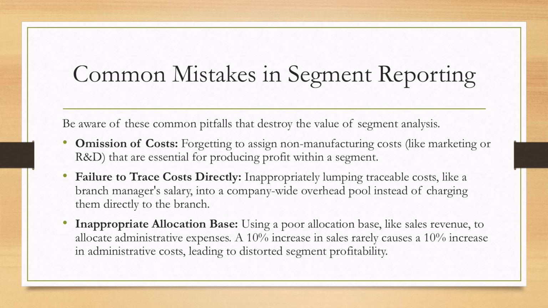And third is using an inappropriate allocation base. A common mistake is allocating administrative expenses based on sales revenue. However, a 10% increase in sales rarely causes a 10% increase in administrative costs, which leads to a distorted and inaccurate view of segment profitability.